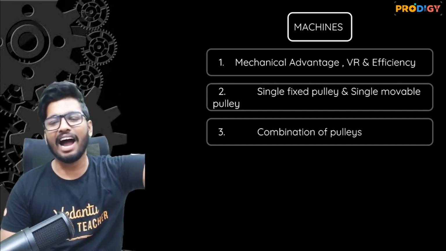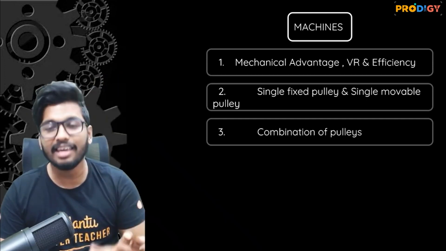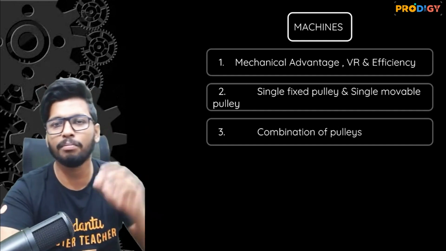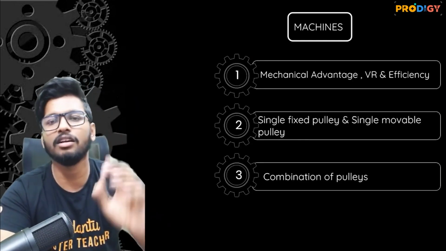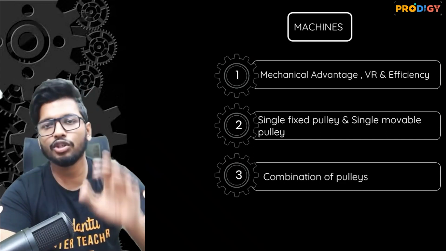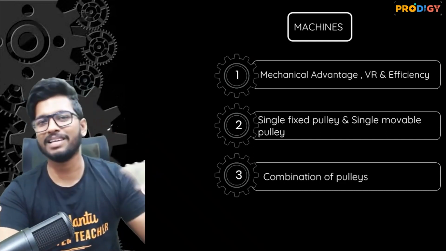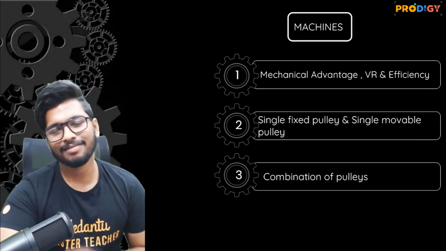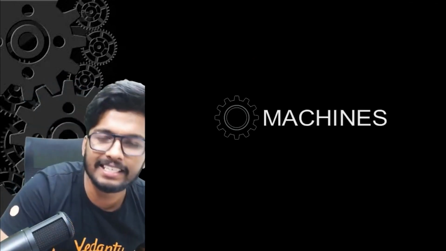So all you have is basically mechanical advantage, velocity ratio, efficiency, single fixed pulley, single movable pulley, combination of pulleys, that is your block and tackle system, and one fixed and other movable pulleys. So these are the kind of topics that you're going to be having. Liver has been completely removed, so that's a very, very good news for all of you 10th graders. So party people, party. All right, so yeah guys, let's get into machines.